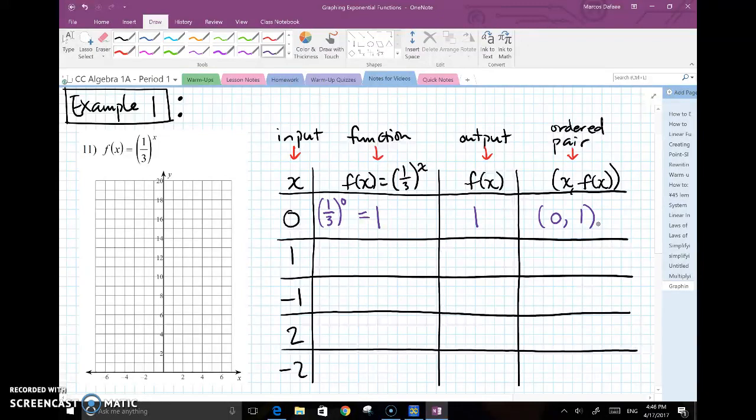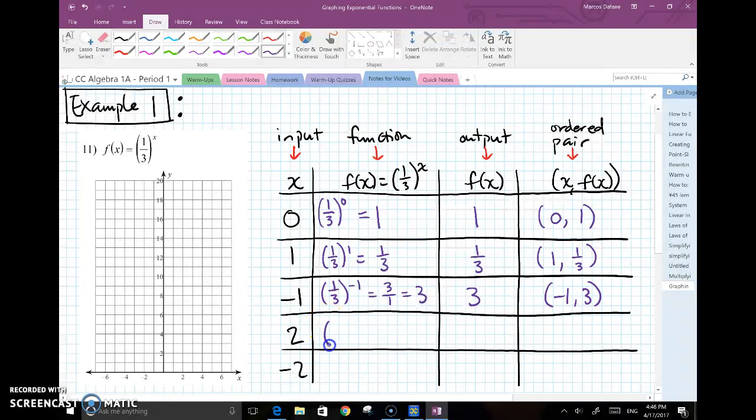My second one works the same way. So if I just keep going, this is 1/3 to the power of 1. Well, that's just 1/3. So I have an output of the same, and my ordered pair is 1, comma, 1/3. Okay, continuing on, if I have a -1 as my input, this gives me an exponent of -1. Now, if you remember, when you have negative exponents, you have to do the reciprocal. So this actually becomes 3/1, which is then just 3. So that's my output, and I have -1, comma 3.